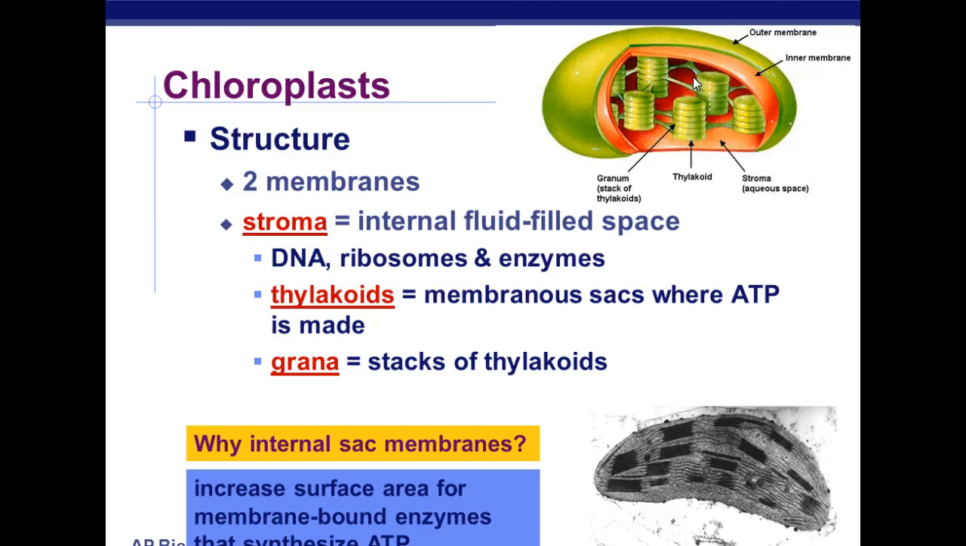Then lastly, we just talked about this, chloroplasts have a disc-like structure called thylakoids. Now, thylakoids are where ATP is made. Remember, the thylakoids are where photosynthesis happens, and one of the byproducts of photosynthesis is the production of energy in the form of ATP. The question is, why in the world does it have so many internal membranes? The answer is that membranes increase the surface area for the membrane-bound enzymes that will eventually manufacture ATP to power photosynthesis and other cell functions. Make sure you get that in your notes.